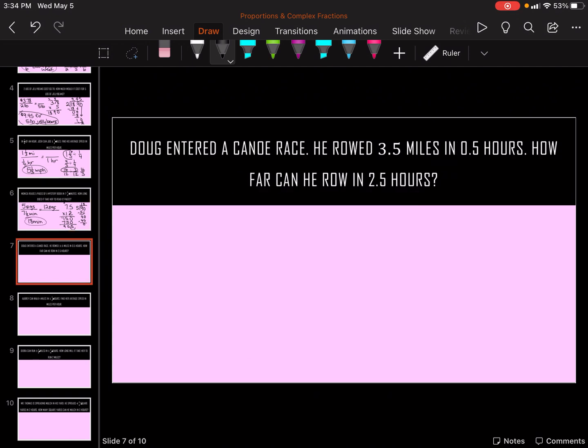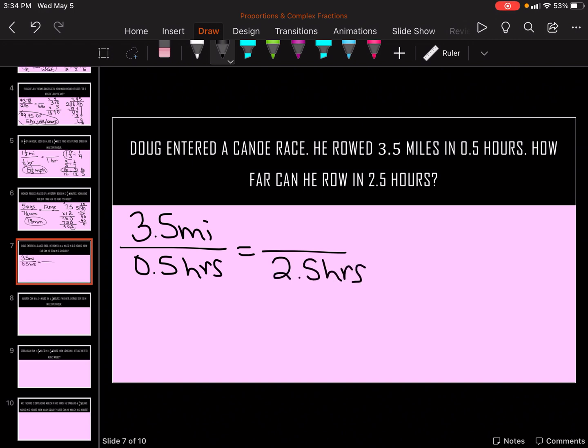Again, don't forget that cross multiply, divide. So remember, your pages and pages need to be across from each other, and your minutes need to be across from each other. Doug entered a canoe race. He rowed 3.5 miles in half of an hour. How far can he row in 2.5 hours? So 3.5 miles in 0.5 hours. How much is it for 2.5 hours?